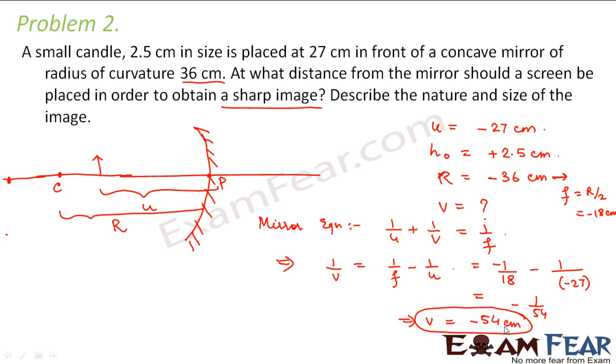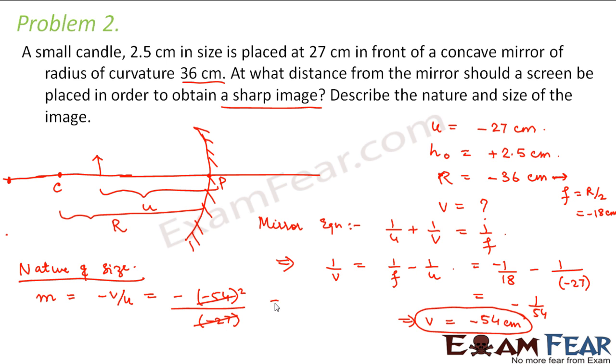What else does it tell about the image? Because it also asks about the nature and size of the image. So let us have a look. How do we get an idea about nature and size of image? So for that, let us find out the magnification. So what is the magnification of a spherical mirror? It is given by minus v by u. So that is equal to minus 54 divided by minus 27. So this is equal to minus 2.